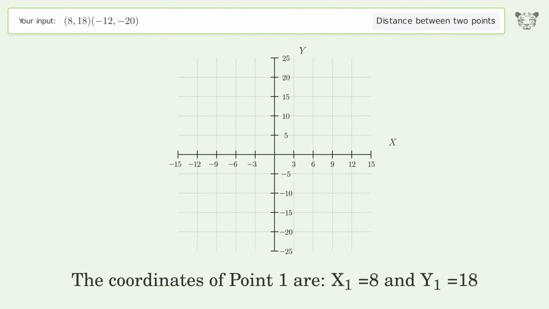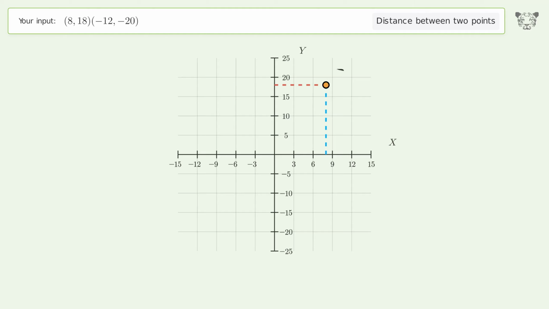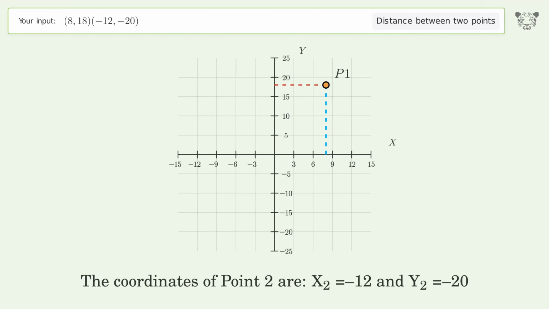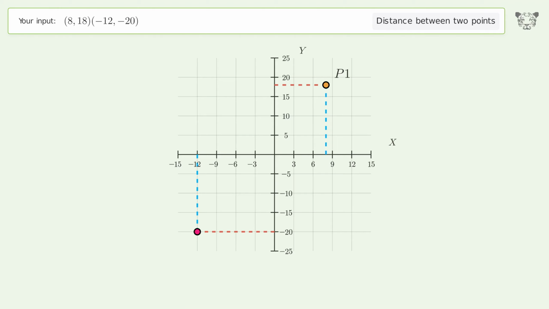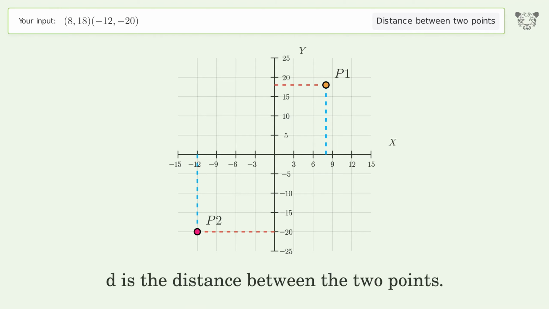The coordinates of point 1 are, x1 equals 8 and y1 equals 18. The coordinates of point 2 are, x2 equals -12 and y2 equals -20. D is the distance between the 2 points.